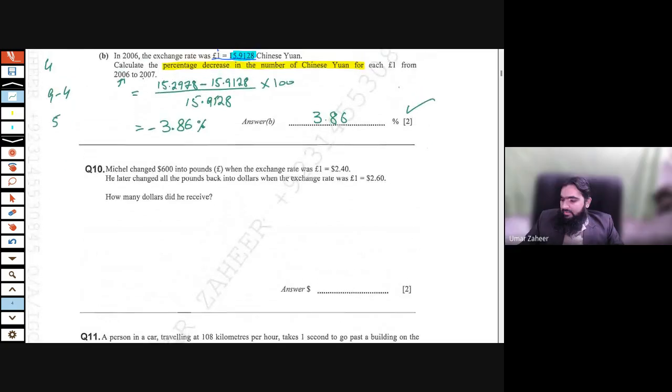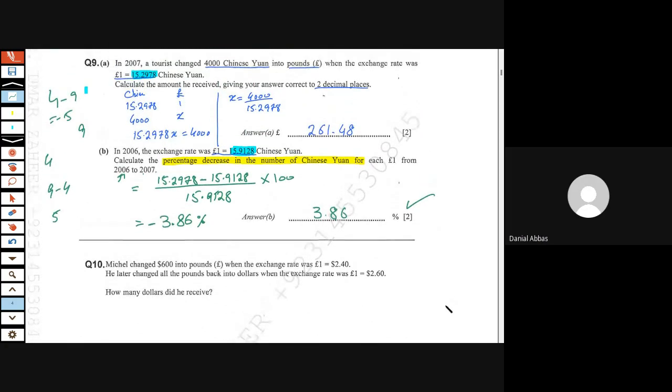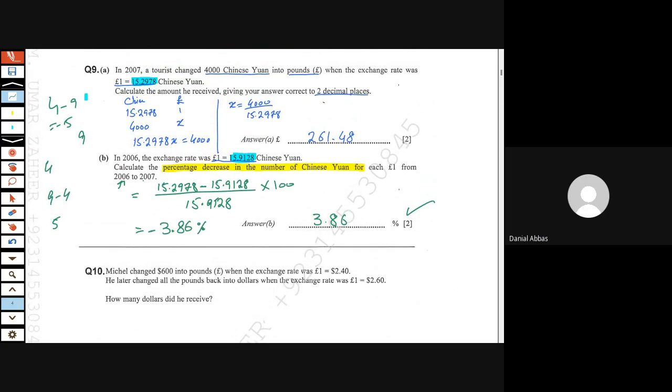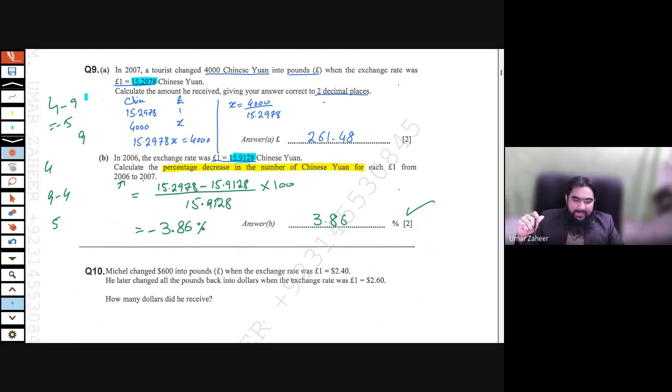Sir, can we use another method? I divided the smaller value by the bigger value and multiplied by 100 to find the percentage, and it was 96.135, and then I subtracted it from 100. It is giving me the same answer. Yes, you can.